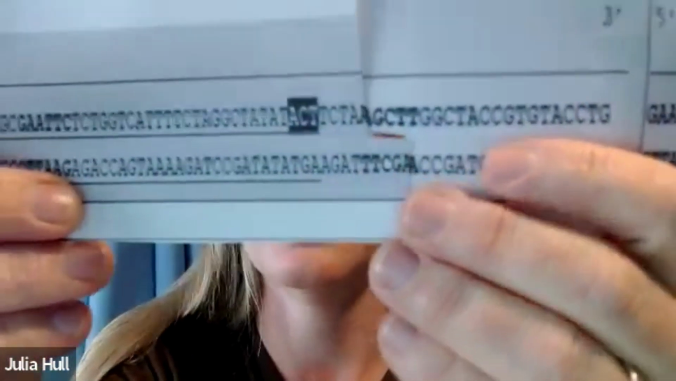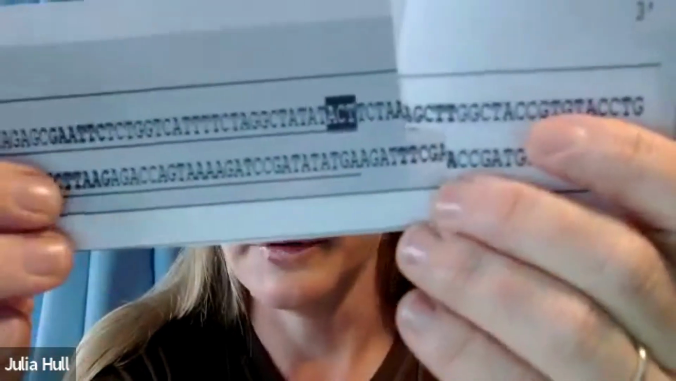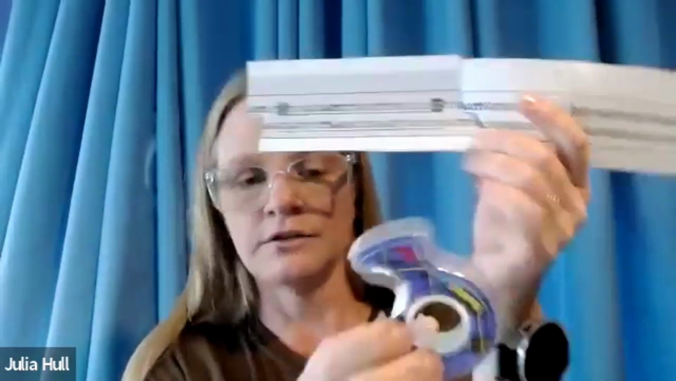Okay, so now on my plasmid, I have the sticky ends. The sticky ends of my plasmid and the sticky ends of my gene of interest are complements. So now I'm going to use this enzyme ligase to join the sugar phosphate backbones between my plasmid and my gene of interest. So I'm taping these together.